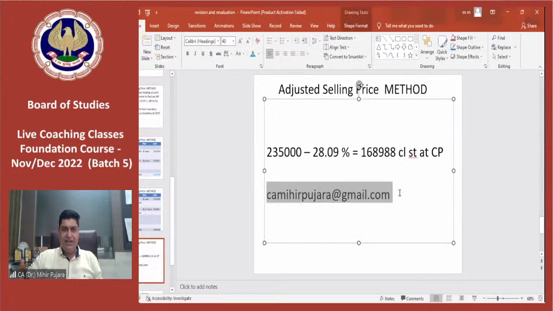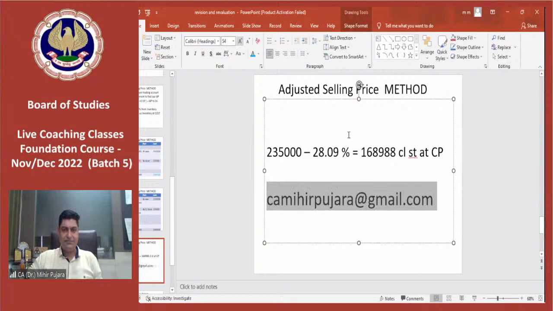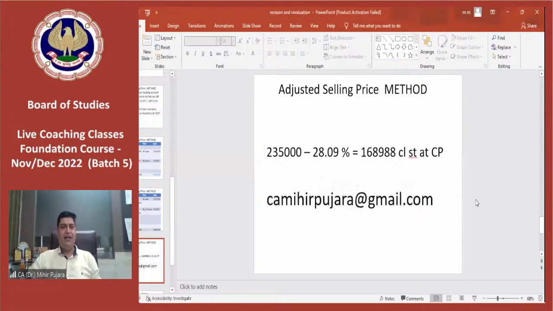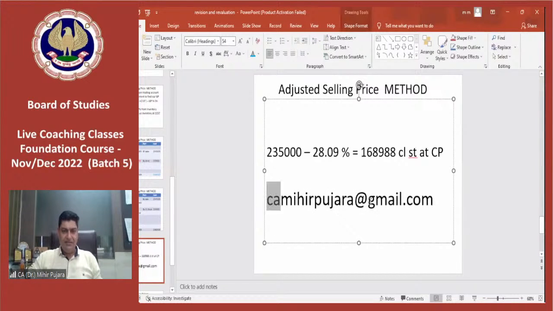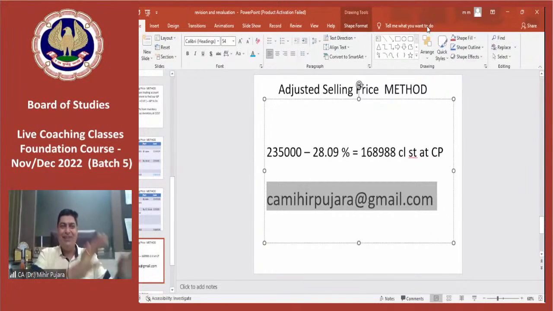Then, guys, this is the final answer. And somebody is asking for my email ID. This is my email ID, guys, my name and then Gmail. Not compulsory. You can prepare a statement. I have prepared trading account just to make it easy. You can prepare a statement. Answer should be like this.